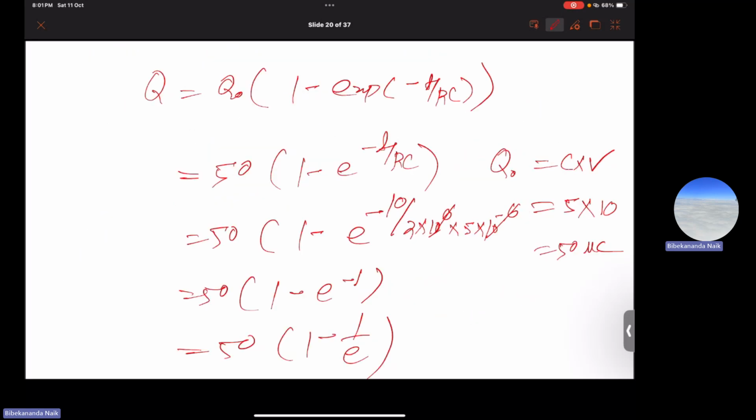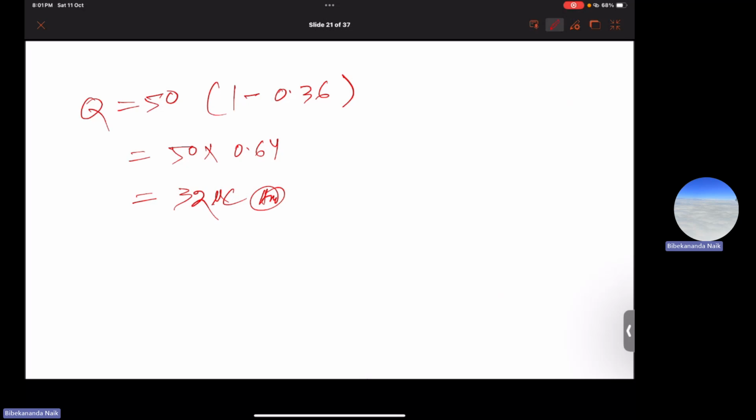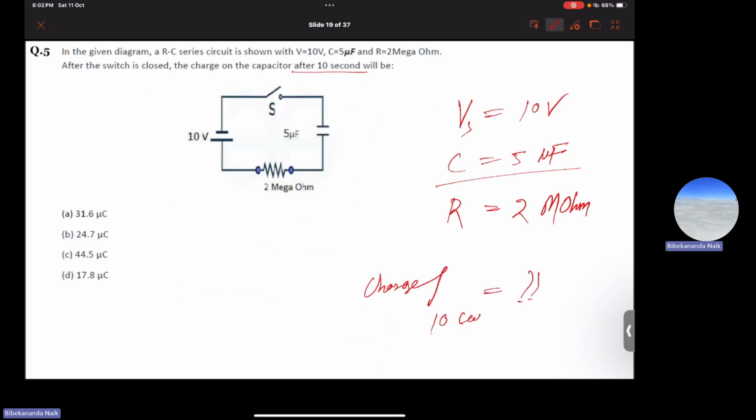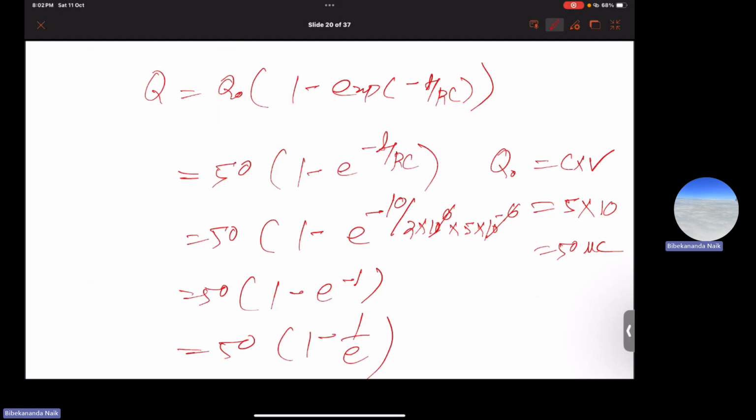If you take the value to higher precision, 0.367, then it will be 50 into (1 minus 0.367), which is 0.633, and 0.633 into 50 is 31.65. So the correct answer is 31.6, option A. I hope this is clear to everyone. Now we move to question number 6.